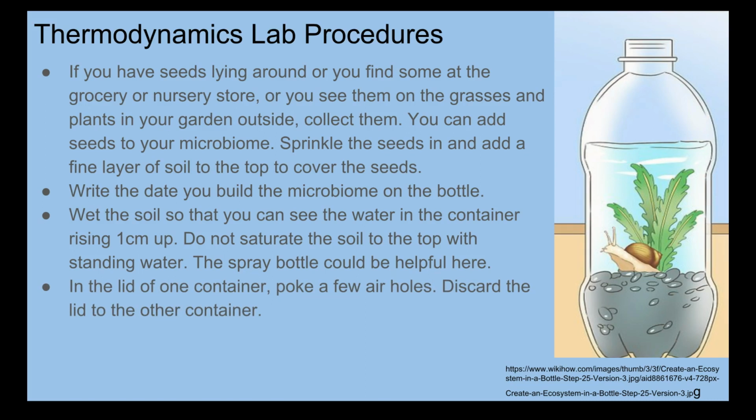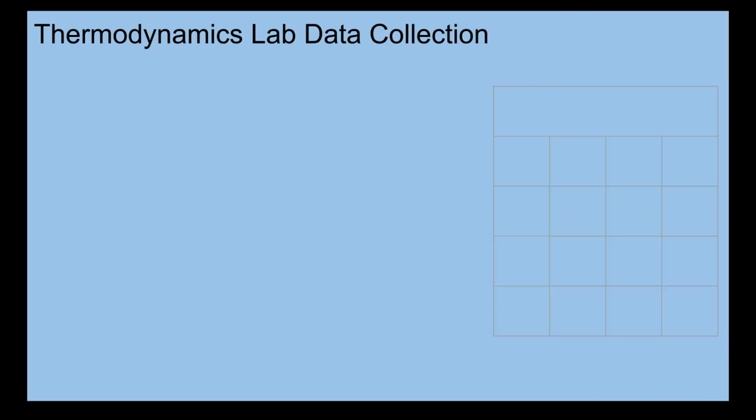So you have 2 ecosystems here. And in the lid of one container, you're going to poke a few air holes, but you're mostly going to seal it. And you're going to discard the lid to the other container. You're going to put the perforated lid on one microbiome and leave the other one open.